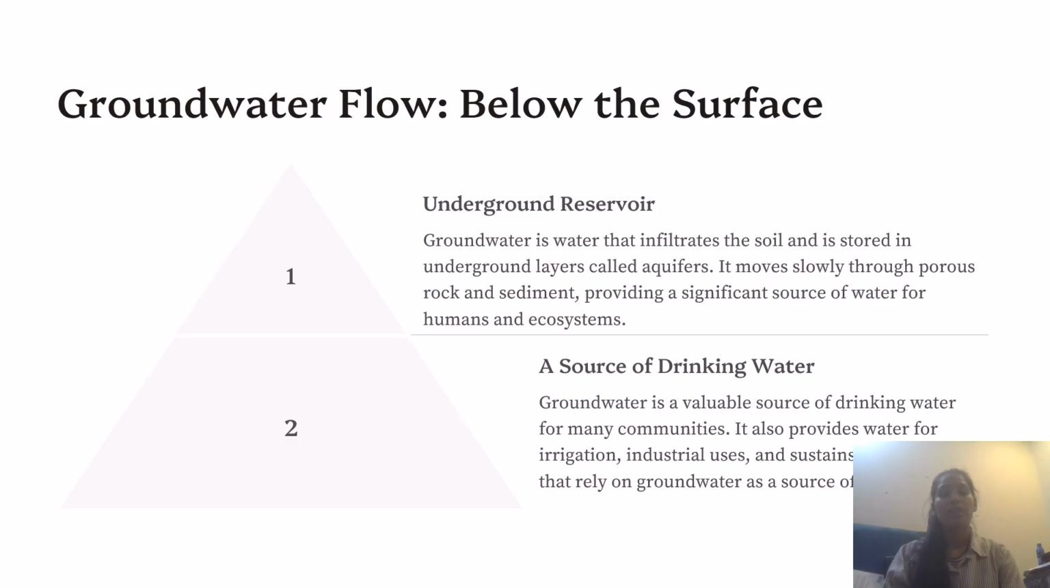We have groundwater, flow below the surface. Some water seeps deep into the ground and gets stored in spaces called aquifers. This is called groundwater. It moves slowly through rocks and soil. Groundwater is a precious resource, providing drinking water and supporting agriculture and the ecosystem of our country.